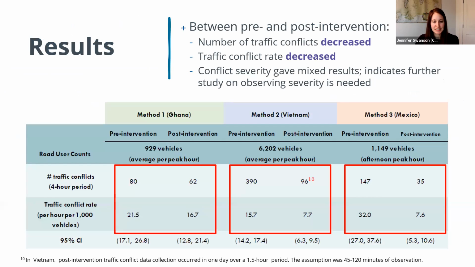So this table shows the comprehensive results from all 3 sites. Between pre and post intervention data collection, the number of traffic conflicts, as well as the traffic conflict rate, decreased at each site, illustrating that the infrastructure changes had the intended effect to improve road safety. Results of conflict severity from the post-intervention data collection period gave mixed results, which indicates further study is needed on how to achieve objectivity when observing severity.